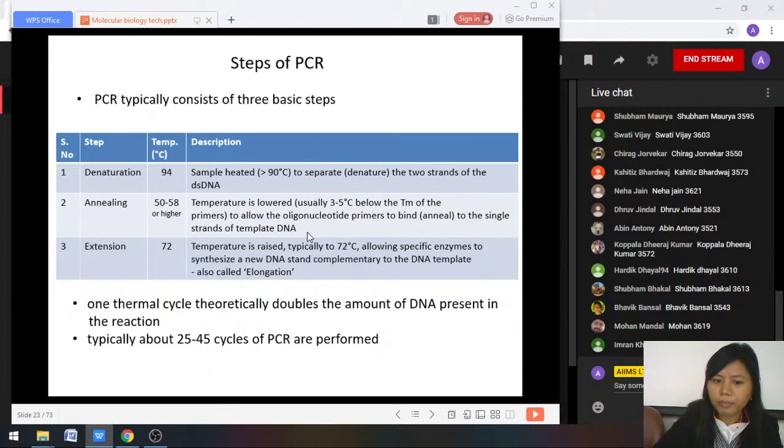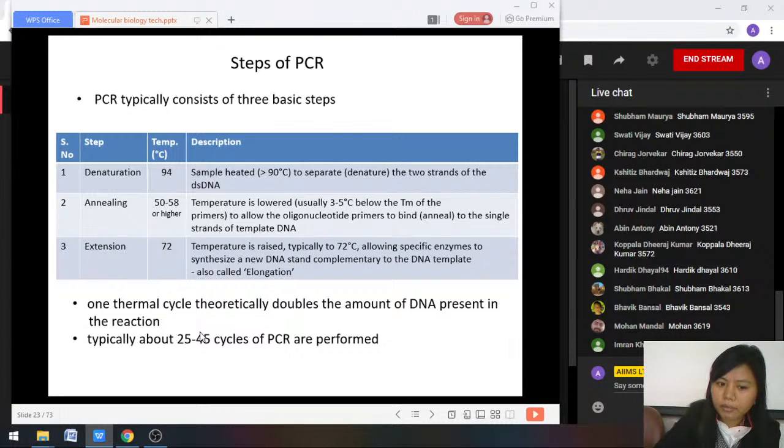Right? Primers are the short oligonucleotide sequences which are at the opposite ends of your target region. Right. So annealing is that the primer has bound to your DNA. Next step is the extension, where your polymerase enzyme is working and it is actually making the new DNA strand.